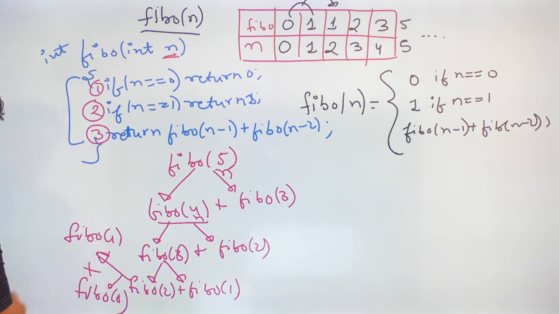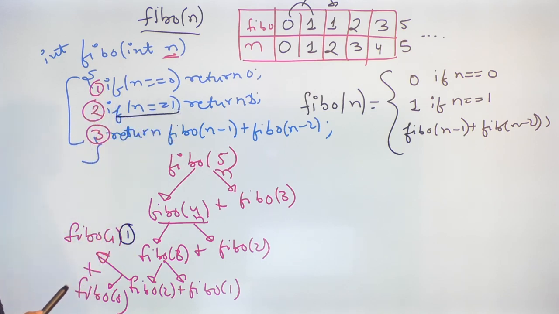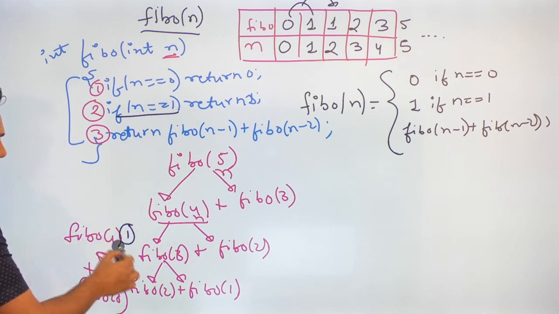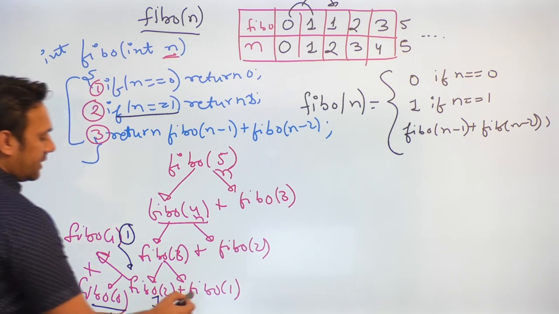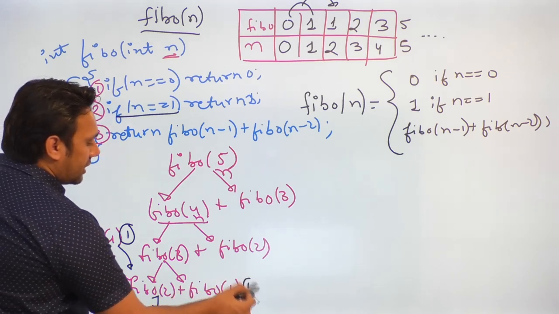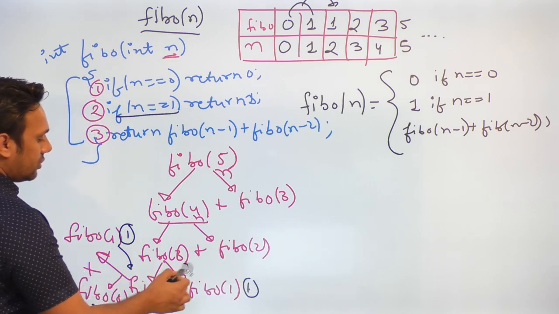Then this value of Fibonacci of 1 is already known to be 1, because हमें पता है कि अगर Fibonacci f की n की value 1 है, तो उस नंबर का Fibonacci 1 होता है. So we already know that Fibonacci of 1 is 1. So I'm going to return this value, and I know Fibonacci of 0 is 0, so 1 plus 0 is 1. तो Fibonacci of 2 की value हो जाएगी 1. In the same way, in this Fibonacci of 1, the value is 1. In this Fibonacci of 3, it is 1 plus 1 is 2.